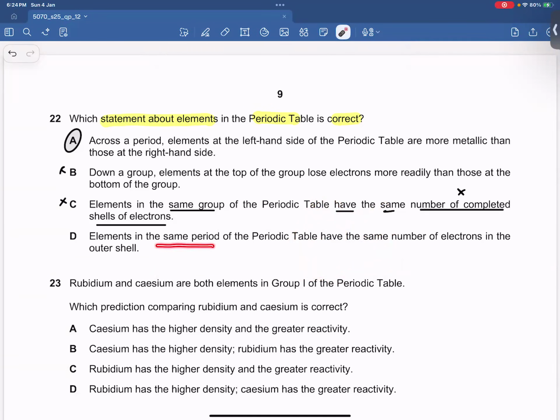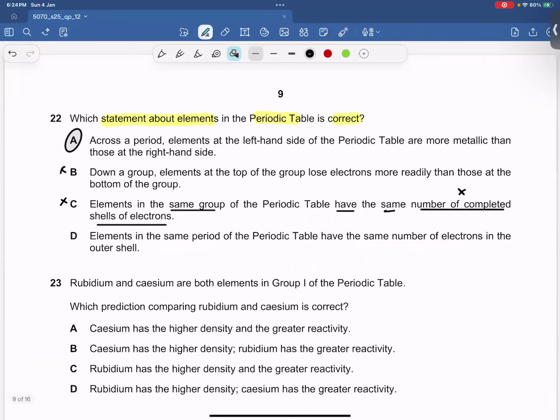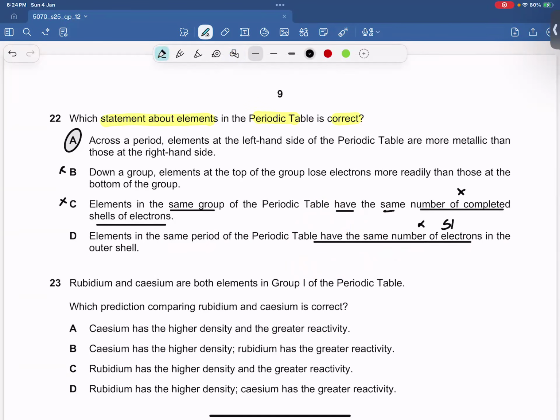Elements in the same period have the same number of electrons. No. If elements are found in the same period, they will have the same number of shells. So same number of electrons is incorrect. It has to be the same number of shells. And obviously it is also incorrect. In fact, valence electrons. Okay.